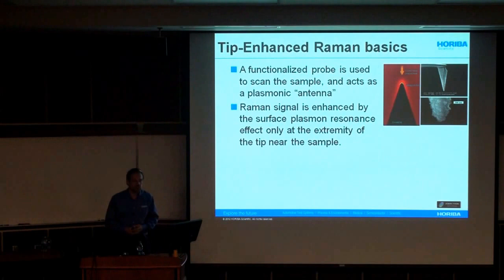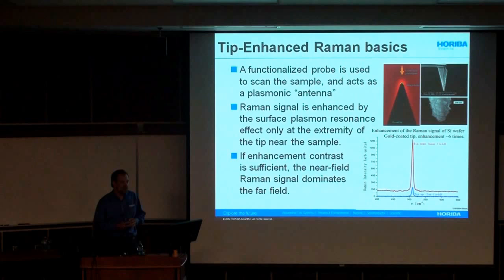So the Raman signal is enhanced by the surface plasmon resonance effect, which is basically only where the tip is near the contact with the sample. So at the very end of the tip, which is just a few nanometers in size, is where we get a huge enhancement of the Raman signal. So that Raman signal that only comes from that very tiny spot, if it's strong enough, if the contrast is high enough, will basically show in the far field, and that's what we are detecting.